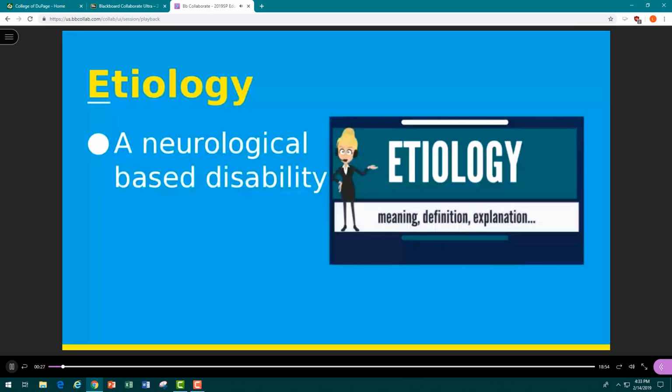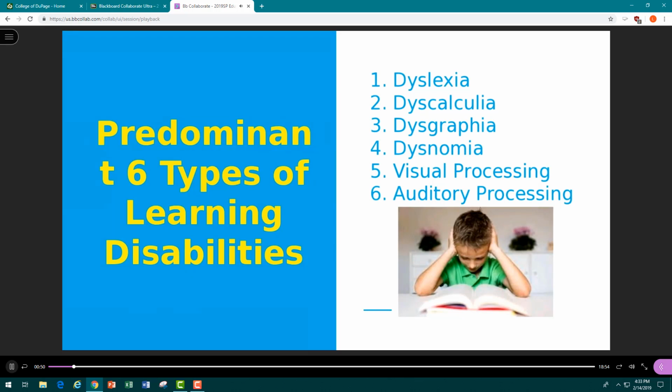And with the disabilities, we're going to cover 3 things: etiology, characteristics, and interventions. So for etiology, it's all a brain-based neurological etiological factor that comes into play. So no questions there. Okay.